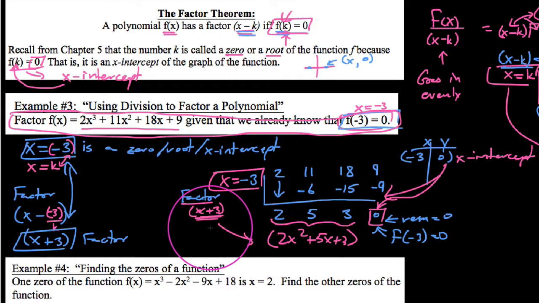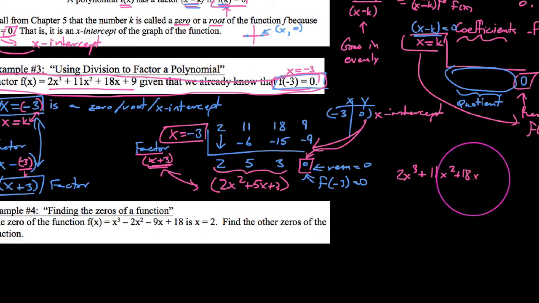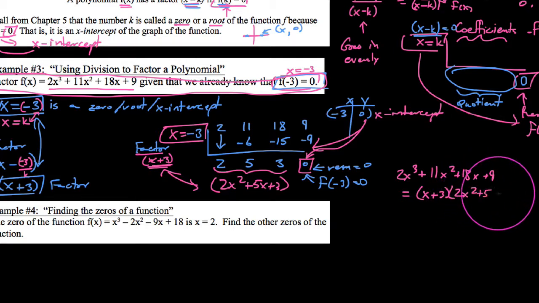And now I could say, well, then my original expression, we're going to write this: 2x to the third plus 11x squared plus 18x plus 9 is actually equal to the thing we divided out times the thing we had left over, 2x squared plus 5x plus 3. And as a matter of fact, this can actually be broken down even further.